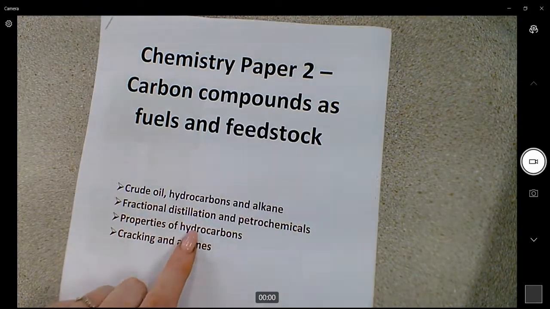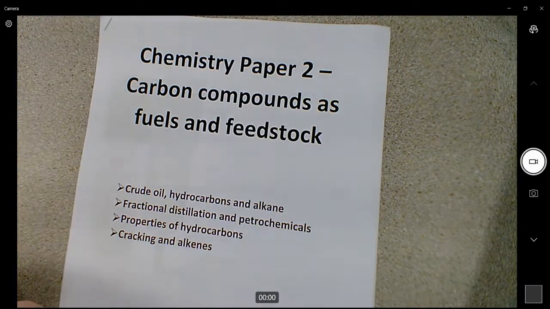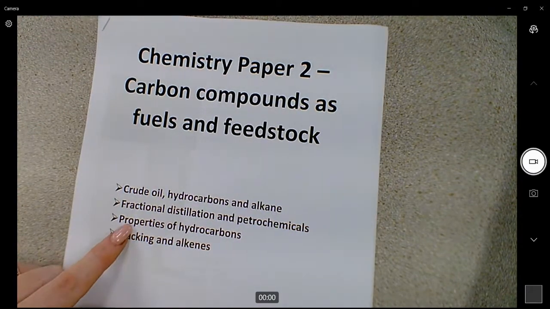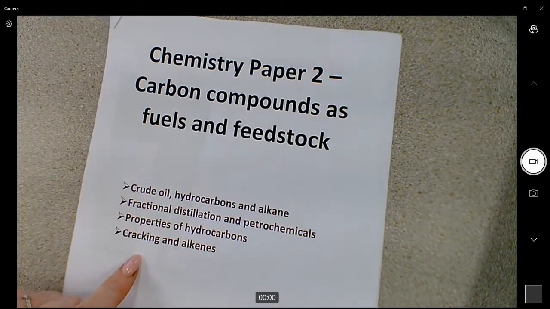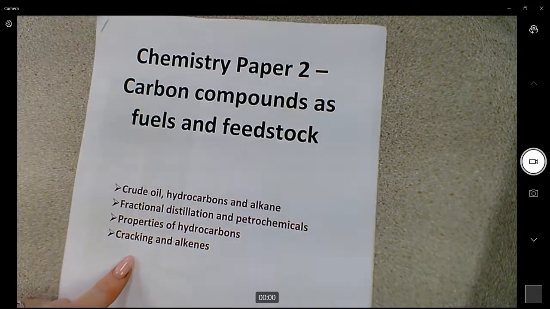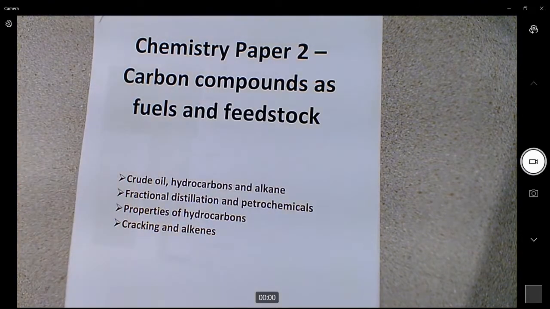We then move on to properties of hydrocarbons based on the size of the hydrocarbon chain, and you need to look at things like flammability, viscosity, boiling points, and we're going to talk a little bit about that. And then we get on to cracking and the process of cracking and what that generally entails. And then we look at the second hydrocarbon family, which are alkenes. And again, you need to be able to draw the structure of those and describe the reactions of them.